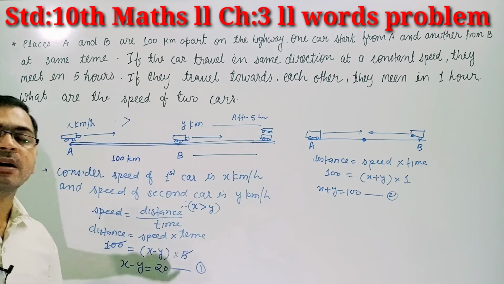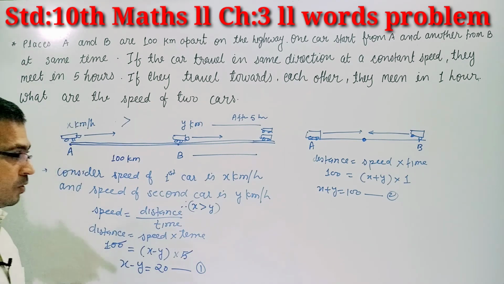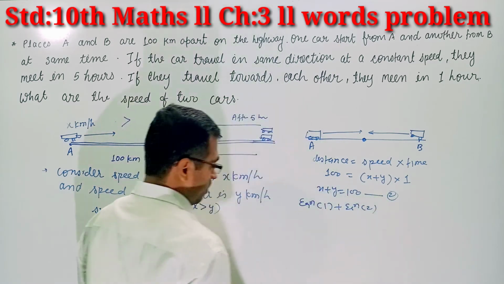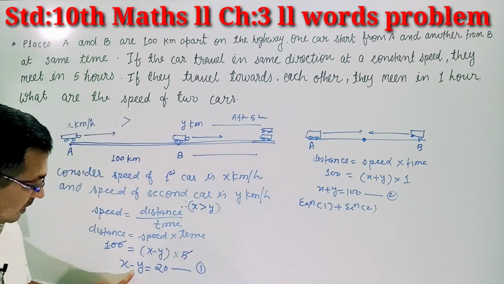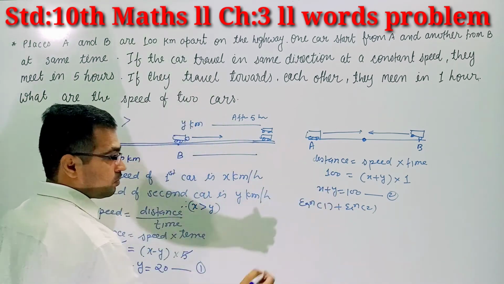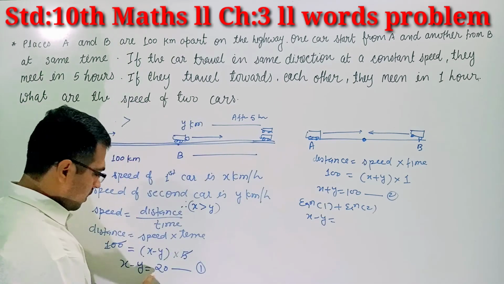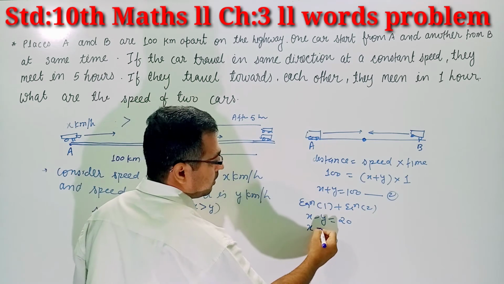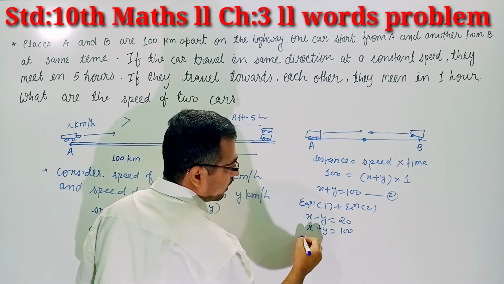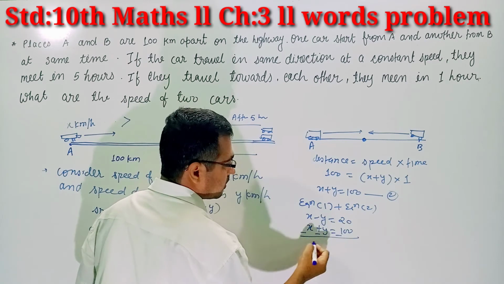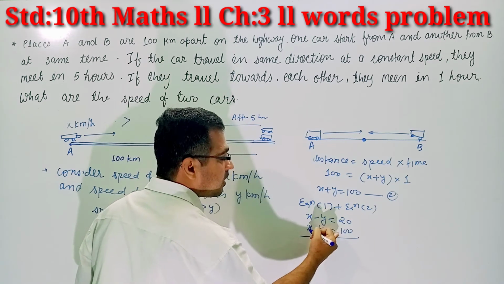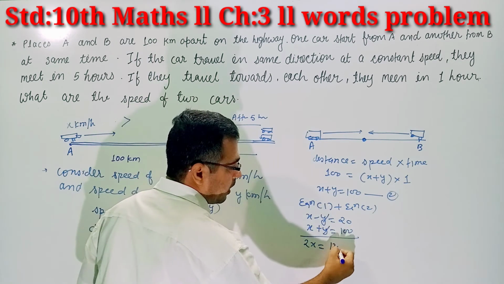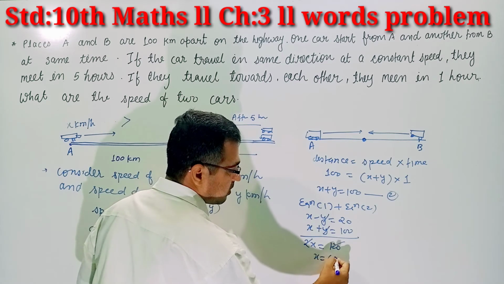Now students, from equation 1 and equation 2, you can eliminate x and y to get the speed of both the cars. So here you can calculate equation 1 plus equation 2, because the coefficient of y is negative in one and positive in the other. So x minus y is equal to 20, and x plus y is equal to 100. Sorry, you are adding now, so you don't need to change the sign. So y cancels, so 2x is equal to 120. So x will be 60.